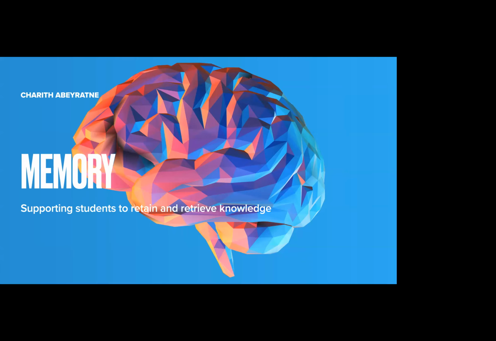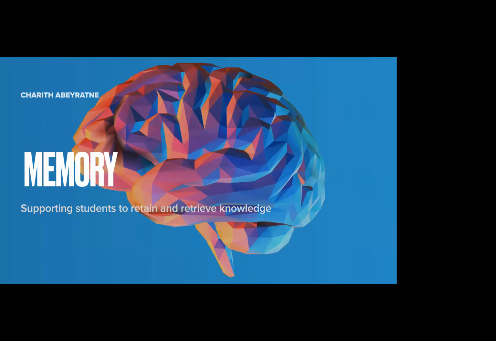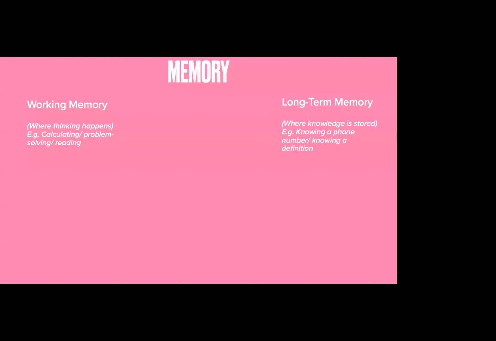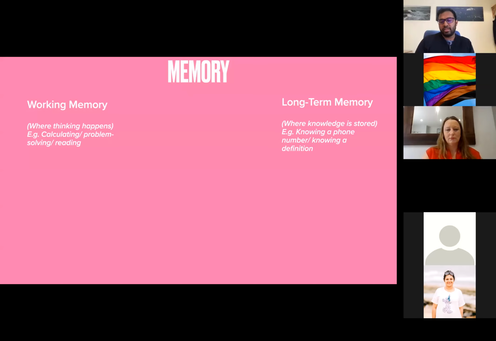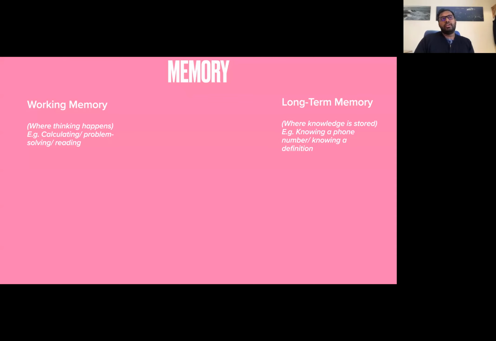So let's crack on. When thinking about memory, there are really two parts to it that we need to think about. The first is working memory, and this is really where thinking happens. This is where students calculate, this is where students read, this is where students problem solve. The second is their long-term memory. And this is where knowledge is stored, whether that's a phone number, a definition, an event, a theory, or an idea.